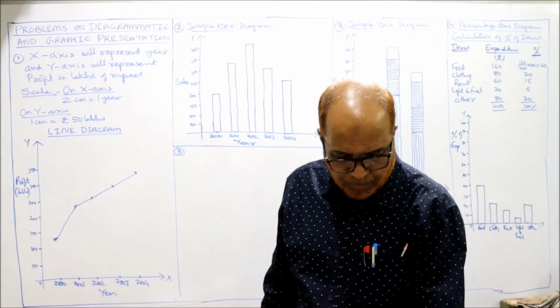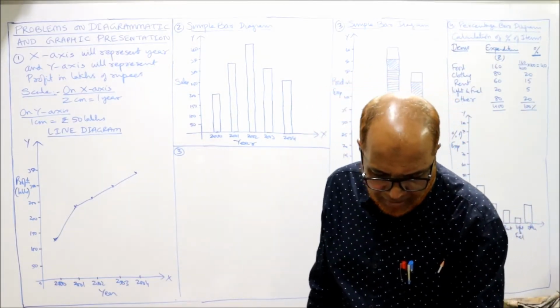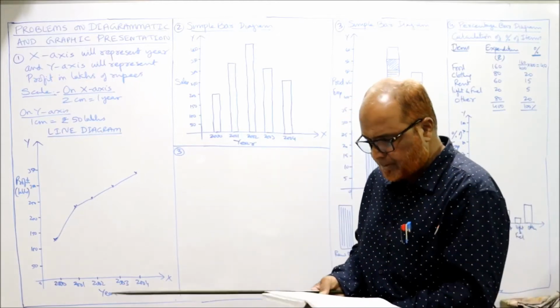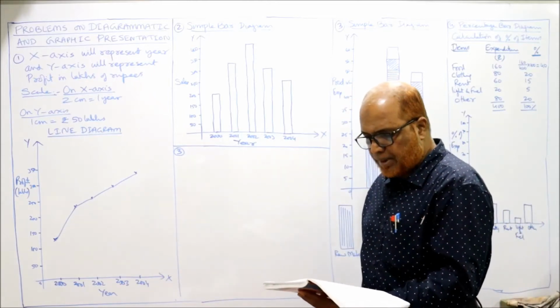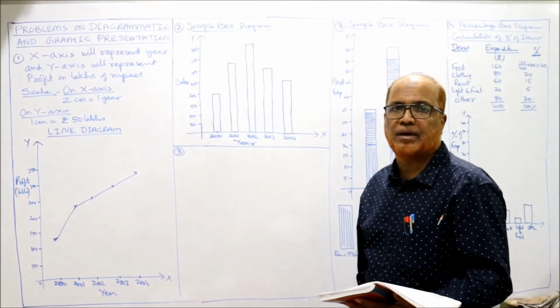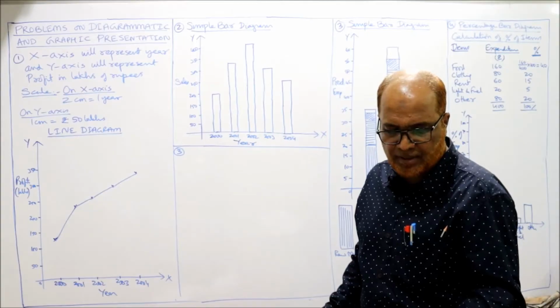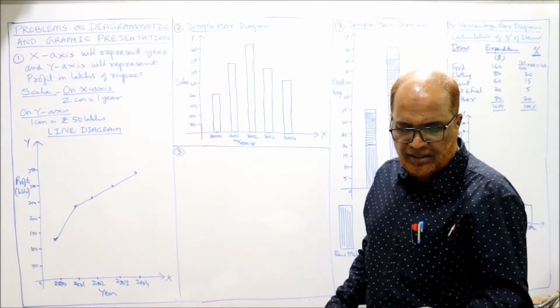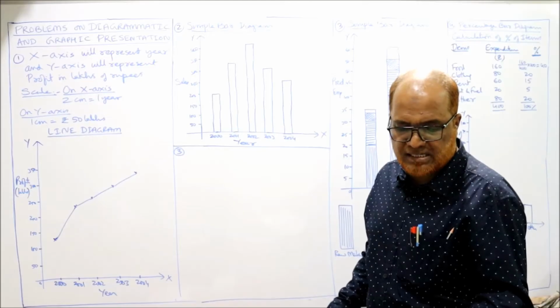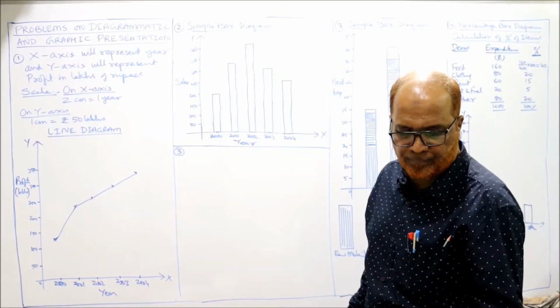Now see the second problem. The following are the 5-year sales of Lakshmi traders. Based on the data, draw a simple bar diagram. ये line diagram था. Now we have to draw a bar diagram. Rectangular bars we have to make. So the years given are 2000, 2001, 2, 3, 4. Again 5 years data is given. Sales are given 200, 325, 410, 300, 250.